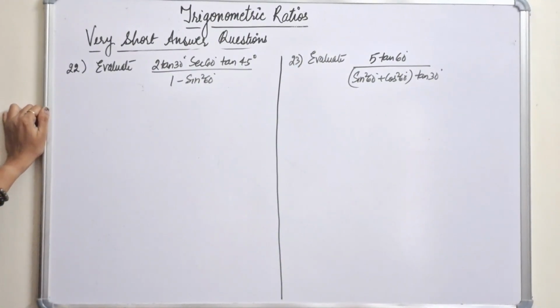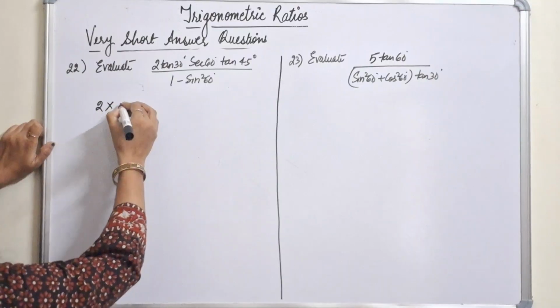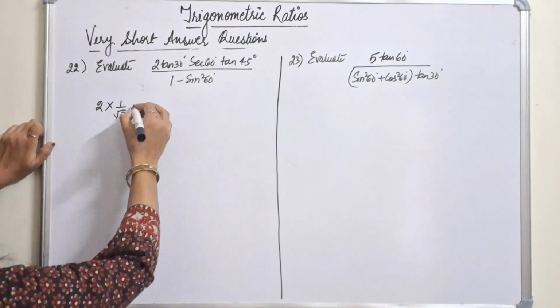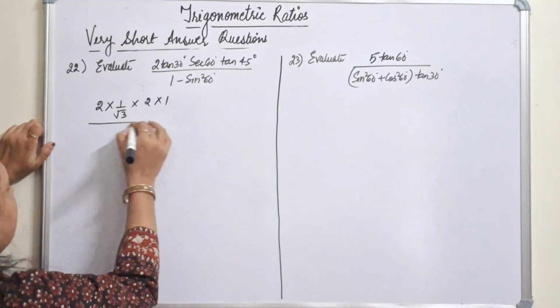Next question. You have to evaluate the value of the given expression. So directly we will be substituting the value. 2, tan 30 is 1 upon root 3. Sec of 60 is 2. And tan 45 is 1.